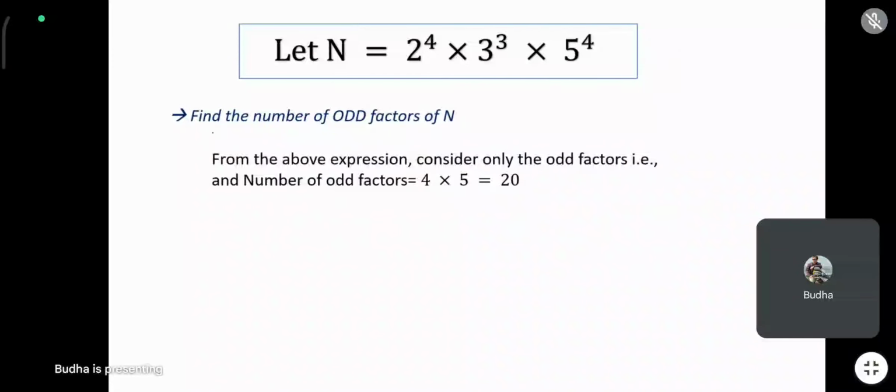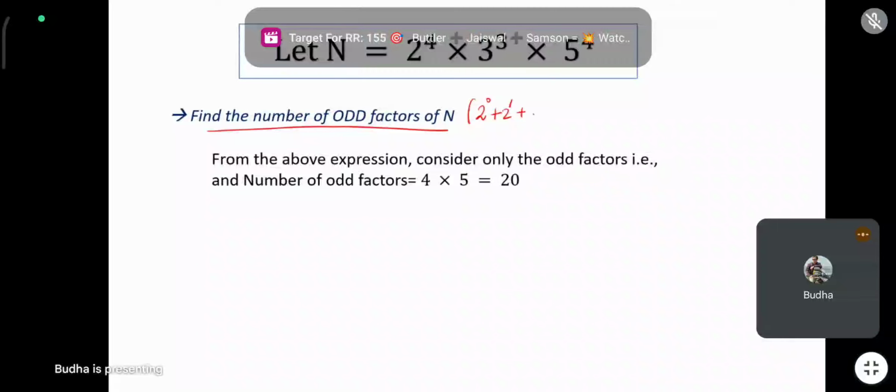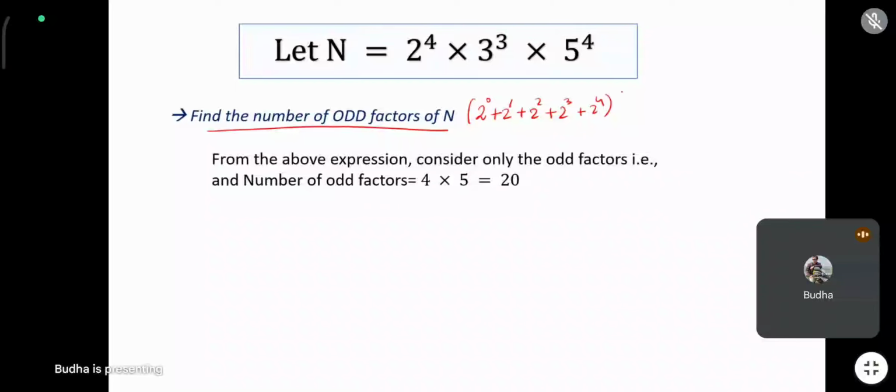Next, find the number of odd factors. Now I told you, if you write in this format, 2 raised to 0, 2 raised to 1, 2 square, this is the solution to all these problems. 3 raised to 0, 3 raised to 1, 3 square, 3 cube. Same case for 5: 5 raised to 0, 5 raised to 1, 5 raised to 2, 5 cube, 5 raised to 4. Now this thing will solve all the problems.